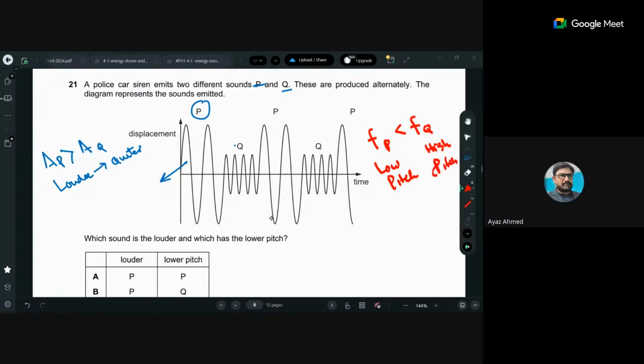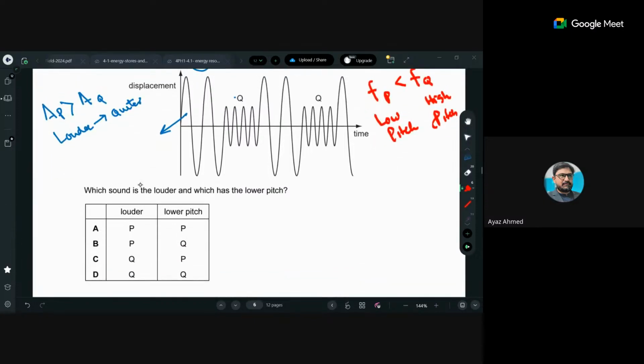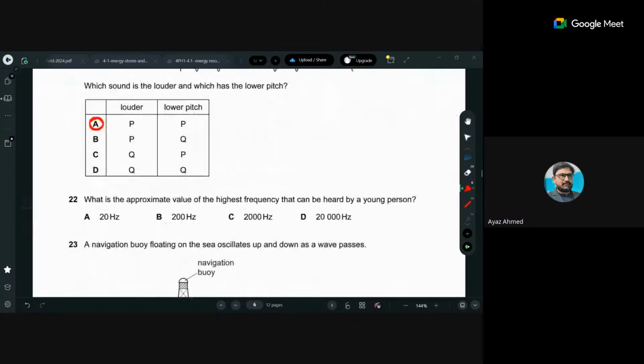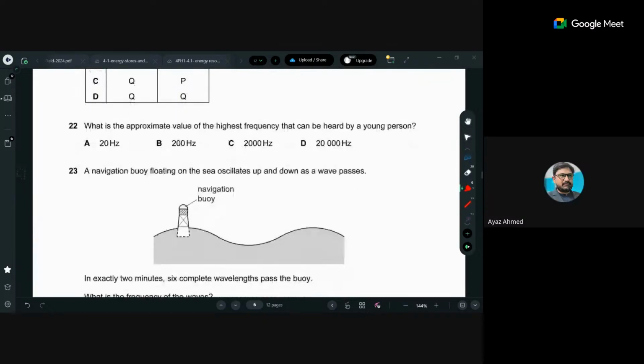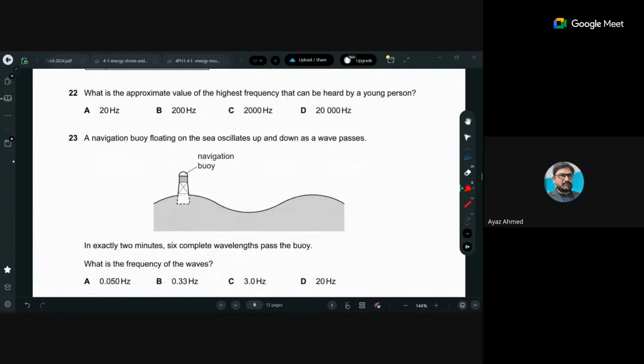So that is why, coming to the options, P is louder but low pitched. So option A would be correct. Is this all clear to everyone? Yes, sir. Okay, now what is the approximate value of the highest frequency that can be heard by a young person? It is almost 20,000 hertz. Very obvious question.